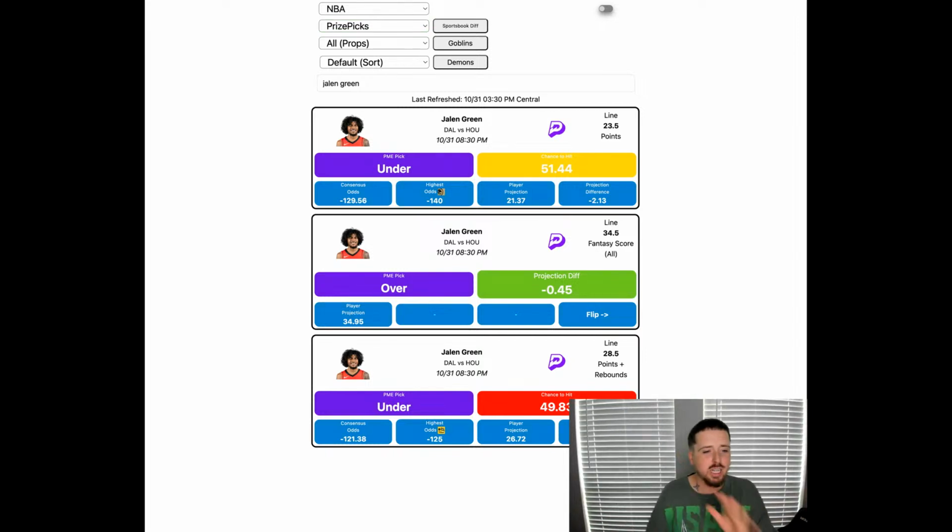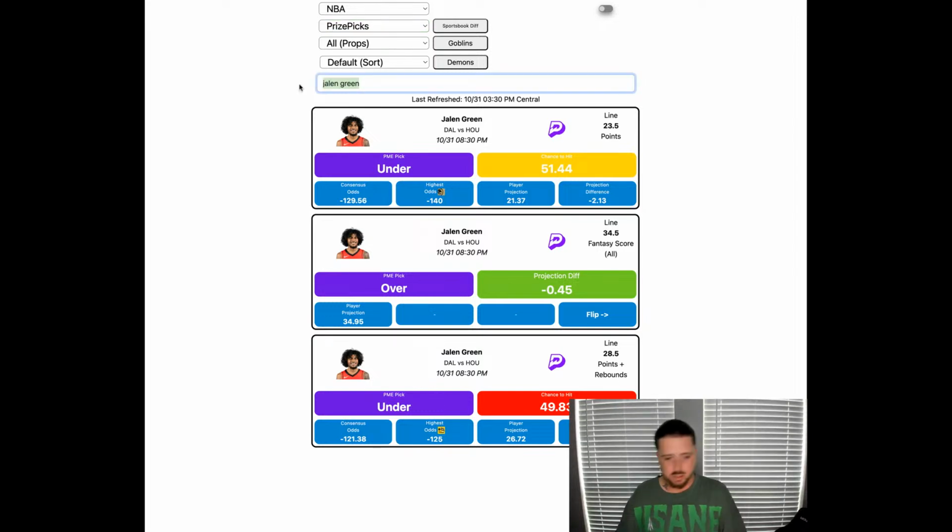We're getting into it. As we add new things, there can be little issues. They just got the projection differential swapped. It should not be a minus. It should be a positive. Let's talk about that real quick. Let's go to Fantasy Score and see what they've done.